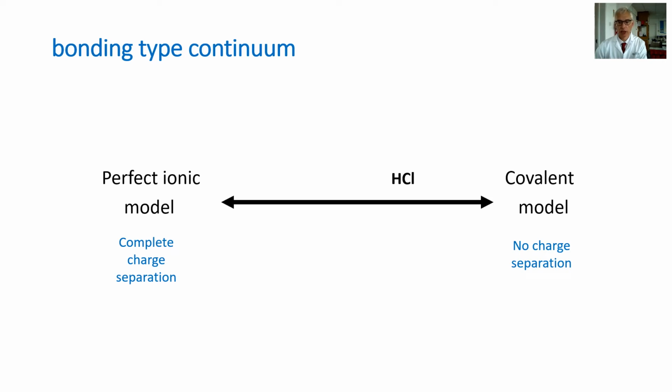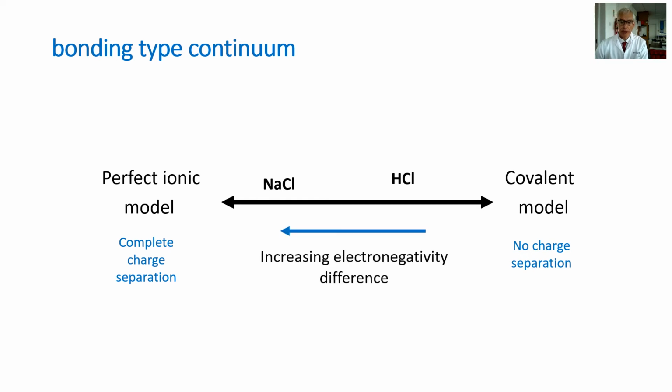Hydrogen delta plus, chlorine delta minus. And you will see when you look at ionic bonding in more detail that perfect ionic bonding is seldom found. Most ionic compounds tend to have some degree of covalent character, some small extent of electron sharing. For instance, sodium chloride.